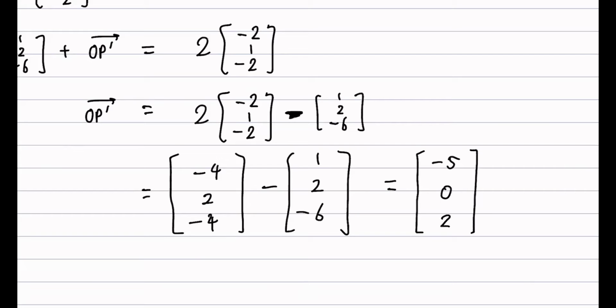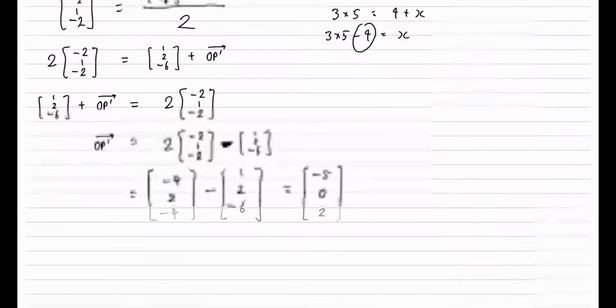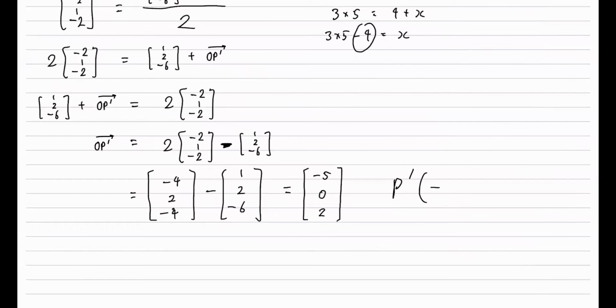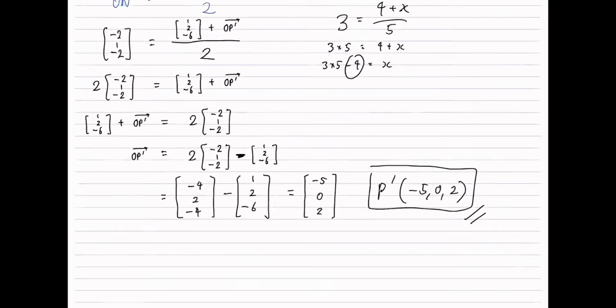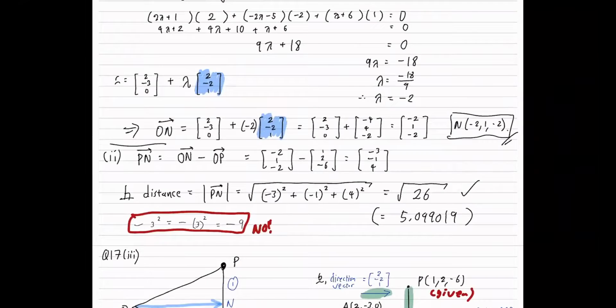Clear? Yeah. That's OP prime. And therefore, we are done. P prime is (-5, 0, 2). Yes? Easy? Kind of. Please remember this procedure.